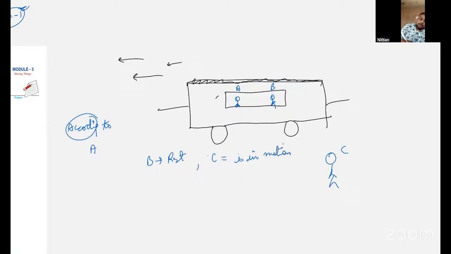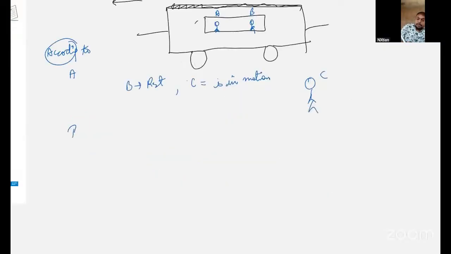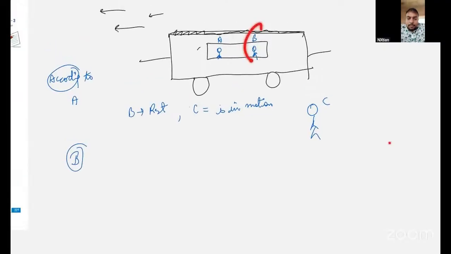Now, if I talk about B person. According to B person, who is at rest? According to B person, A is at rest because he is just sitting in front of him, but C is in motion. Are you getting this, Agatha?